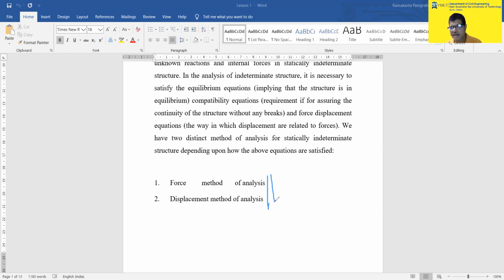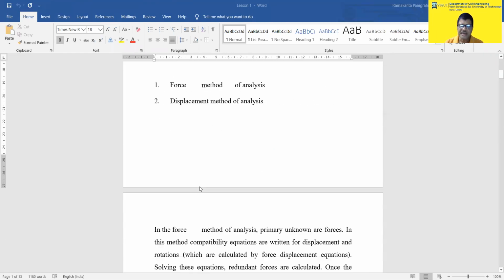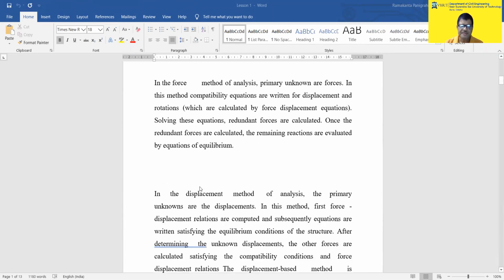In module 1 and module 2 there is the Kani's method. Then in module 4 you have the stiffness method and the flexibility method. All these methods come under these two categories: either a force method of analysis or a displacement method of analysis. It has been clearly divided along these lines. Now we'll discuss one by one what a force method of analysis is and what a displacement method of analysis is.